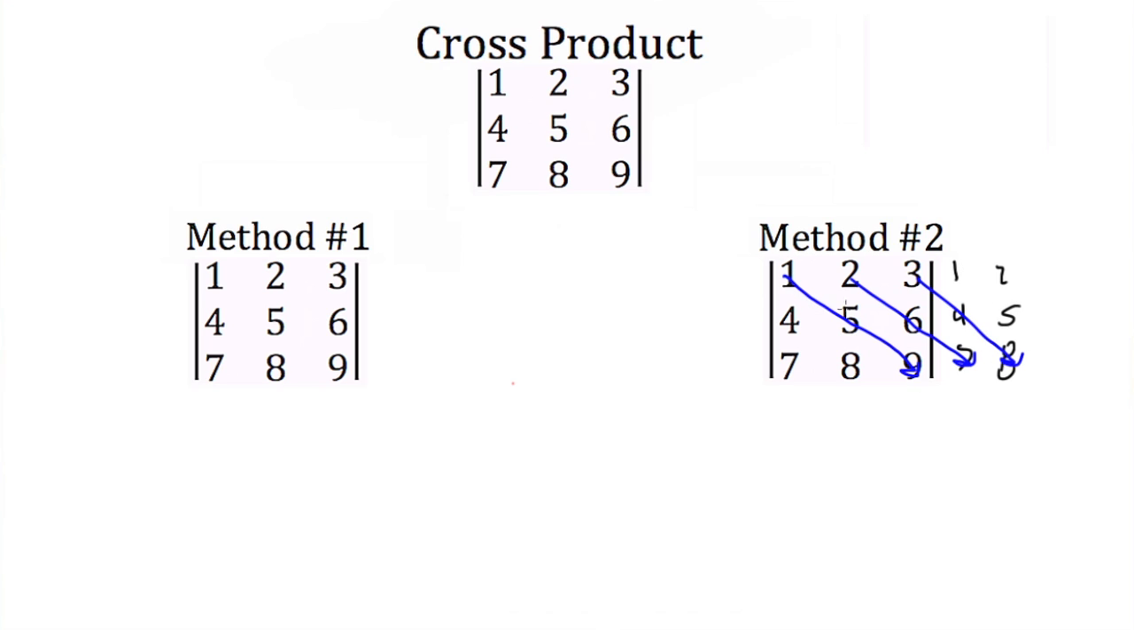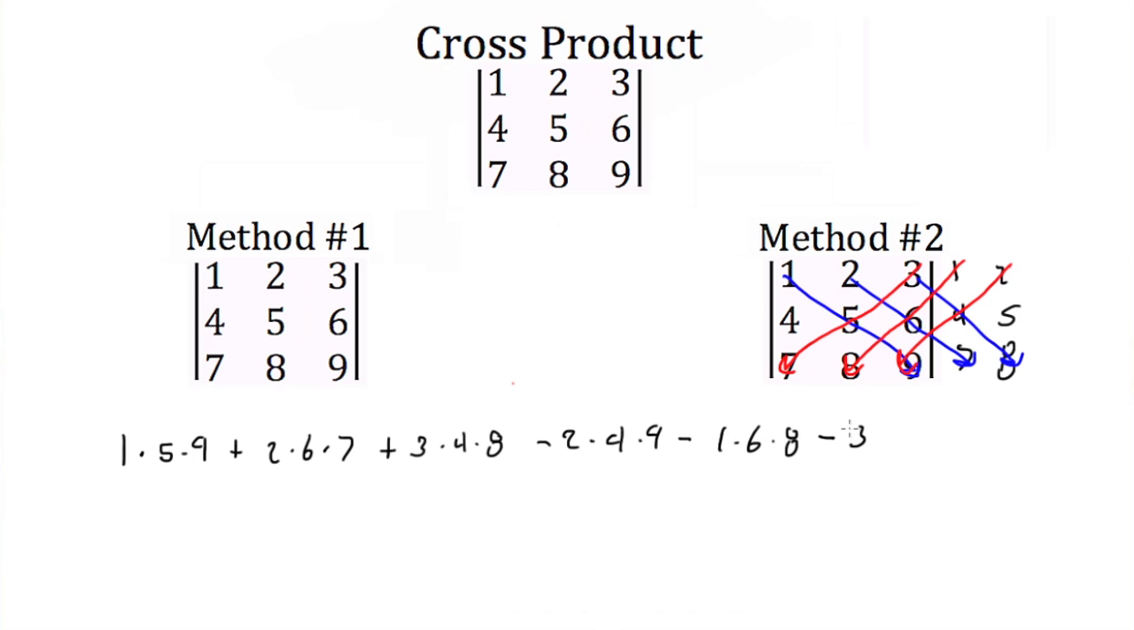So this is 1 times 5 times 9. And I add that to 2 times 6 times 7. And I add that to 3 times 4 times 8. Then I go in the other direction, and I multiply 2 times 4 times 9, 1 times 6 times 8, and 3 times 5 times 7. But since I'm going in the other direction, I subtract all of these multiplications. So minus 2 times 4 times 9, minus 1 times 6 times 8, and minus 3 times 5 times 7.